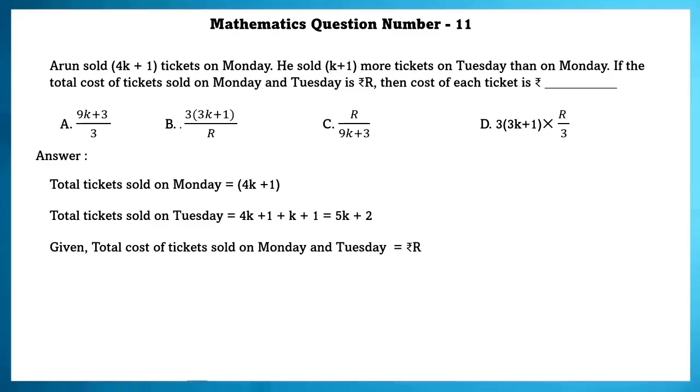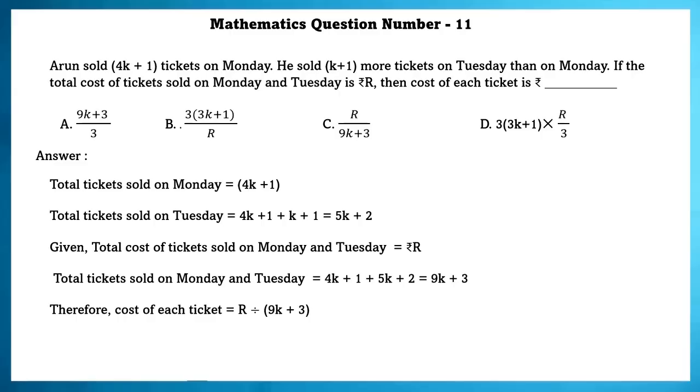Given total cost of tickets sold on Monday and Tuesday is equal to r rupees. Total tickets sold on Monday and Tuesday is equal to 9k plus 3. So therefore cost of each ticket is equal to r divided by 9k plus 3.